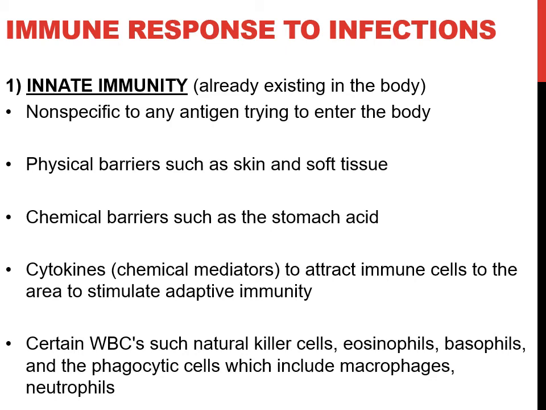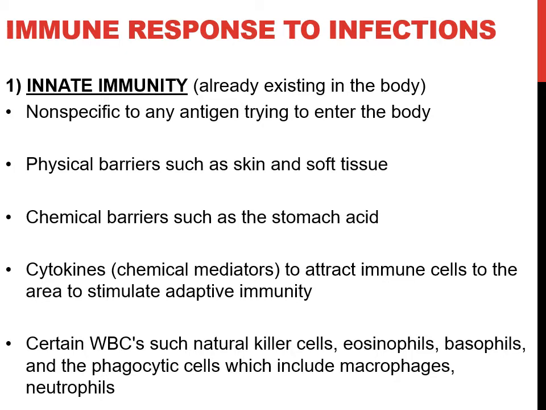Okay, so let's look at the immune response to infections. And there's two parts to the immune system. And there's another module on this, by the way, with a lot more detail. But the two parts of the immune system that we're going to talk about are the innate immunity and the adaptive immunity. And the innate immunity consists of a system that's always in place and ready to respond.